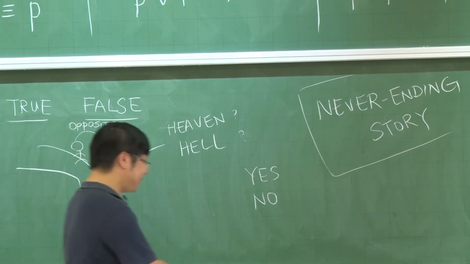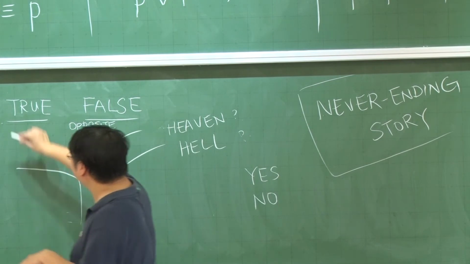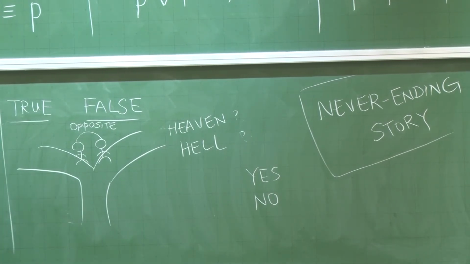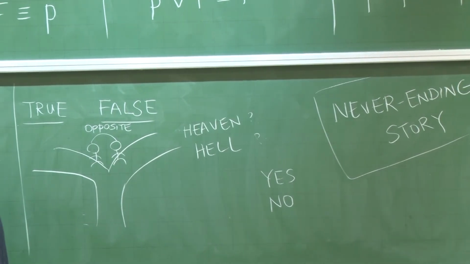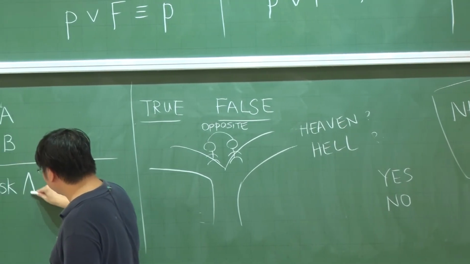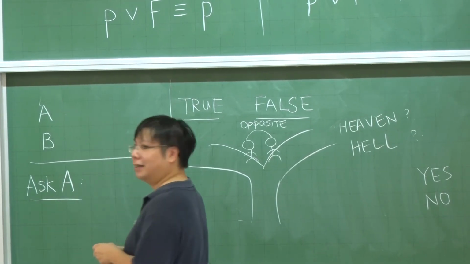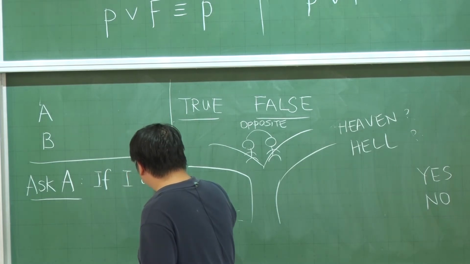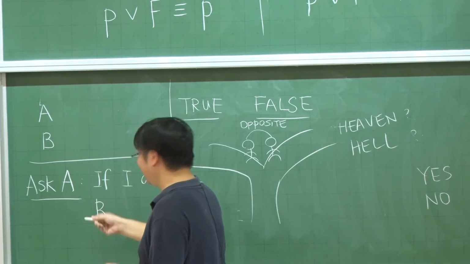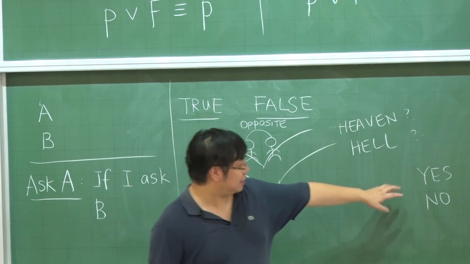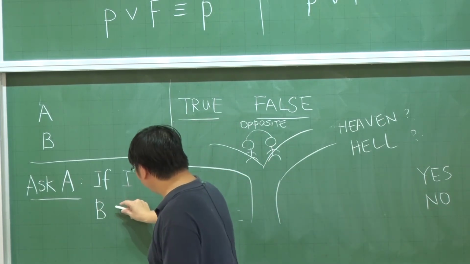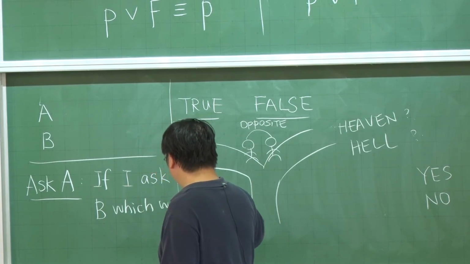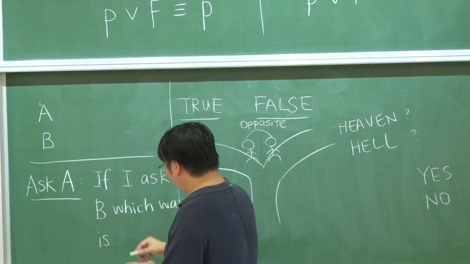Very good. Let's call them A and B. They are two persons. And then what are you going to do? Ask A. You ask A: if I ask B, which way is to heaven, what will he answer?